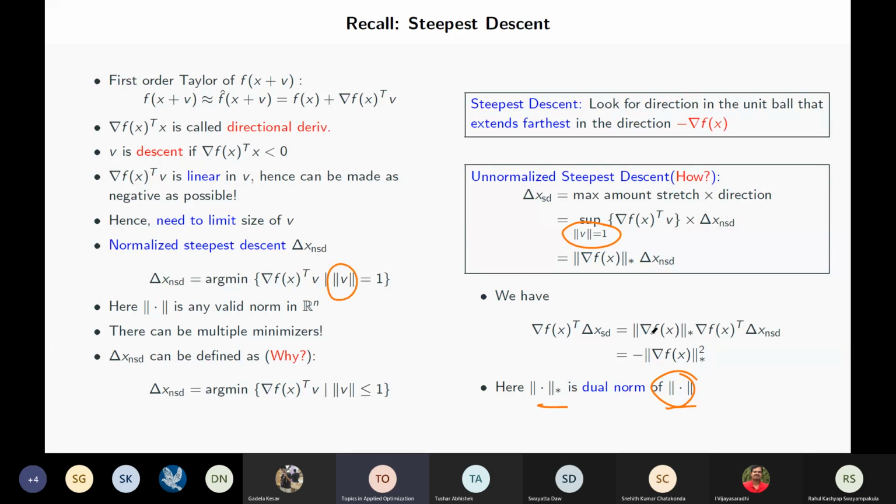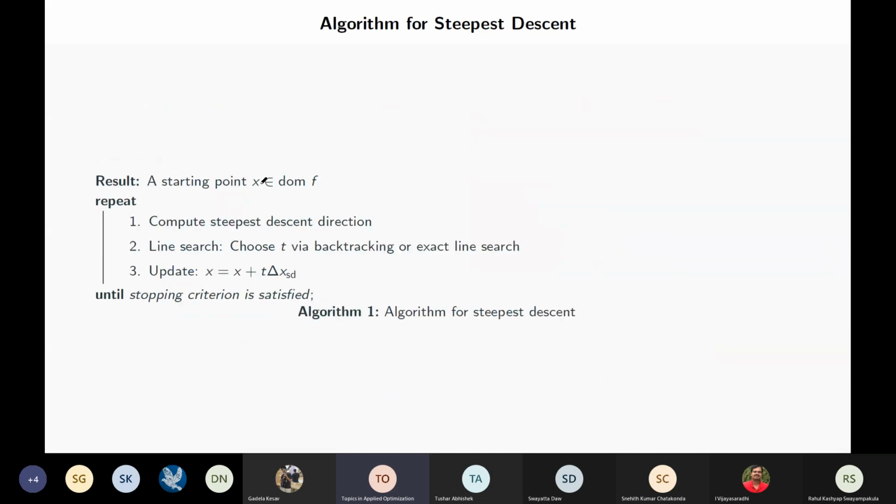Okay, so we will see this with an example so that it will be more clear to you. But what is the steepest descent algorithm now? So the steepest descent algorithm says, well, we have to compute the steepest descent direction. Okay, so let us say that is del x sd, and then you choose a t via backtracking. Okay, so via backtracking or exact line search, I have not done this, but for the moment you can assume that there is some line searching method that tells you how far you want to go.